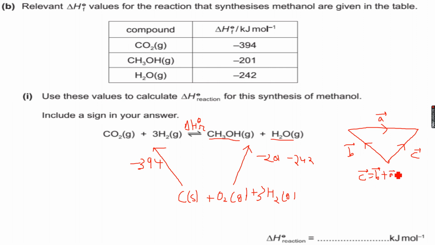Now if we incorporate this relationship into our triangle Hess cycle over here, then we get minus 201 minus 242 is equal to minus 394 plus delta H naught R, which is the enthalpy change of reaction. So what we have to calculate is delta H naught R. So delta H naught R is equal to minus 201 minus 242 plus 394, which on my calculator is equal to minus 49 kilojoule per mole.